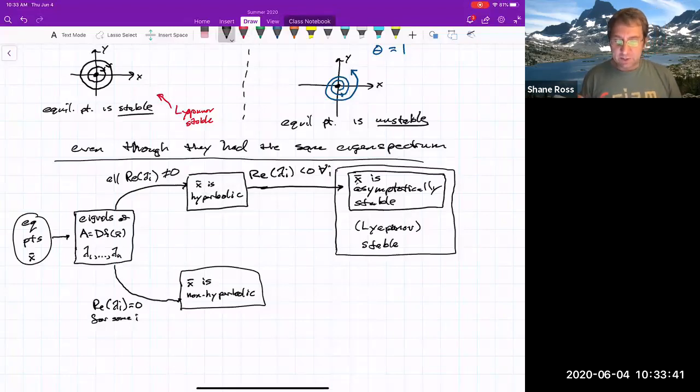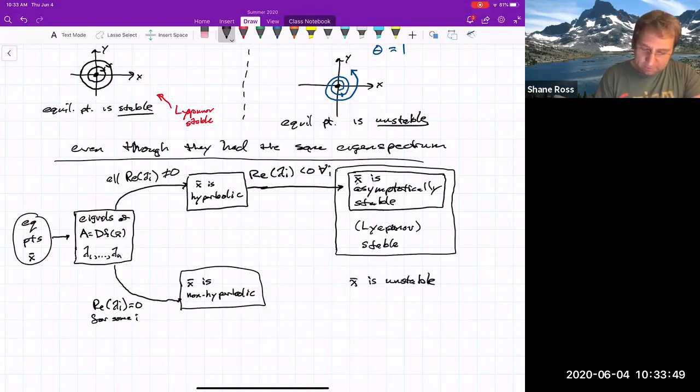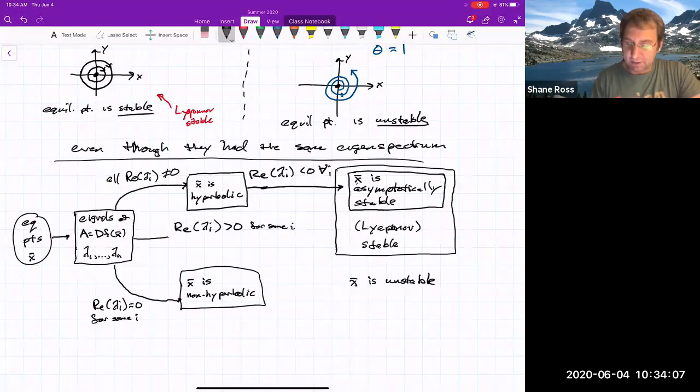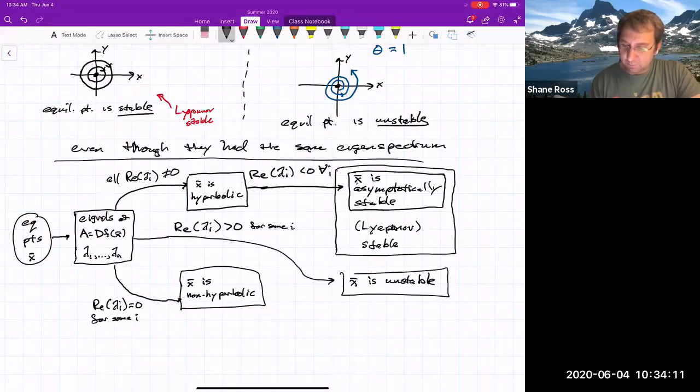On the other hand, if we just want to conclude that X bar is unstable, there's another branch coming out of here from just looking at the eigenvalues, and that would be if the real part of some eigenvalue is greater than zero. You just need one, and then that ruins everything, and you're left with an unstable point.